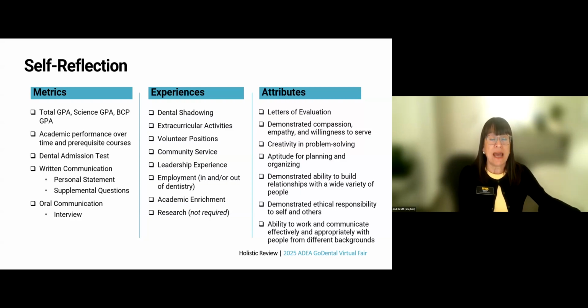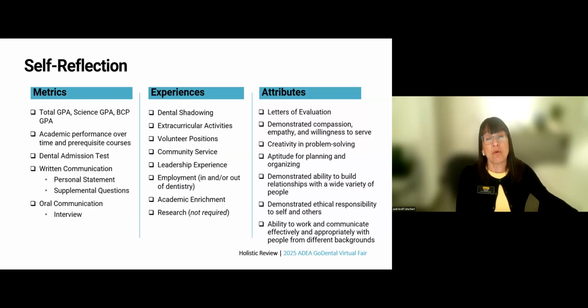Students often will have employment in and or outside of dentistry, and admissions committees will be evaluating that, as well as academic enrichment that you engaged in. A component as well is research. While it's not required, if you had an opportunity and engage in research, please share that as part of your ADEA ADSAS application. Next up, as part of the holistic review process, are an evaluation of your attributes.